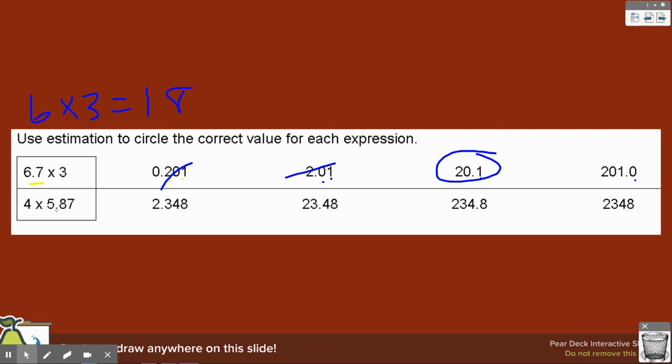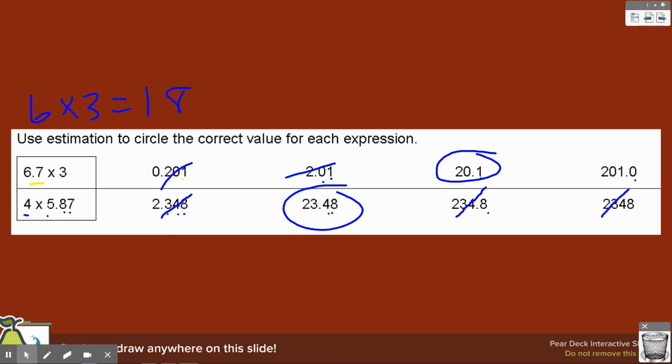So let's do that with the next one. We count the number of zeros or digits behind the decimal. This one has 1, 2, 3, so that's not it. This one has 1, 2. This one only has 1. This one has none. So that leaves here, but let's check it with our whole number.